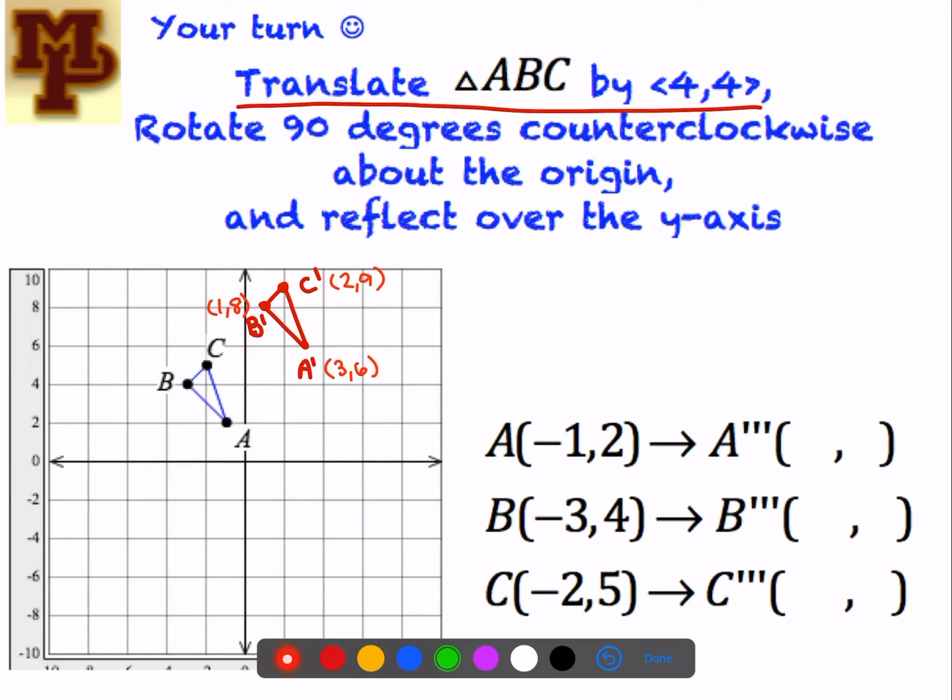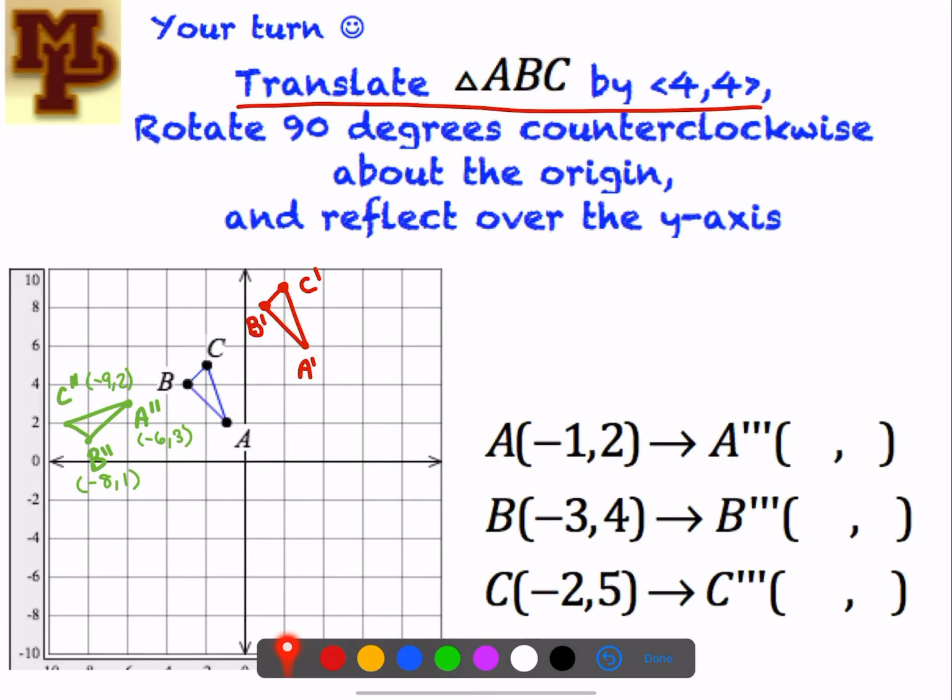Next, I'm going to go ahead and rotate 90 degrees counterclockwise. So our rule for rotating 90 degrees counterclockwise is xy becomes negative yx. So I take each of these points, I plug it into our new rule, and that will give me A double prime, B double prime, C double prime is this green figure over here.